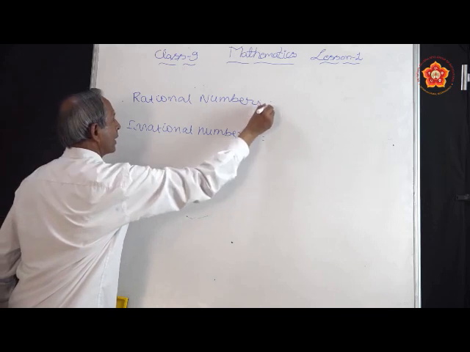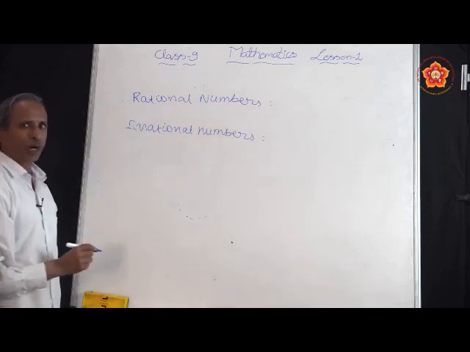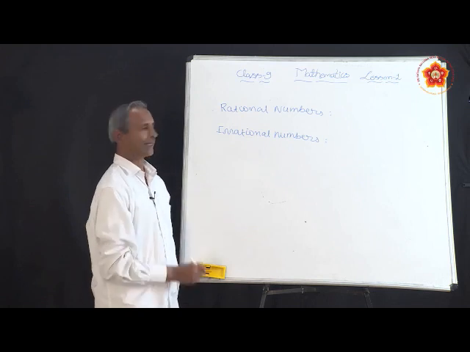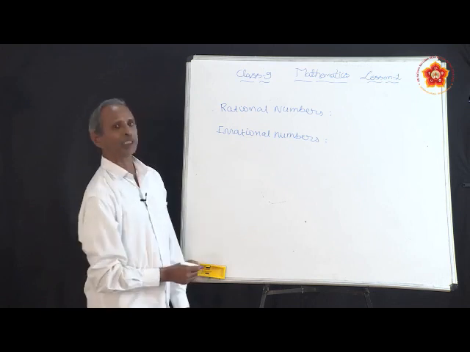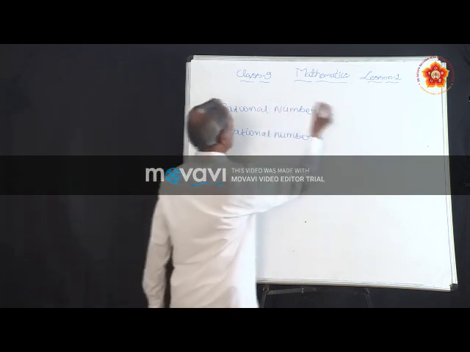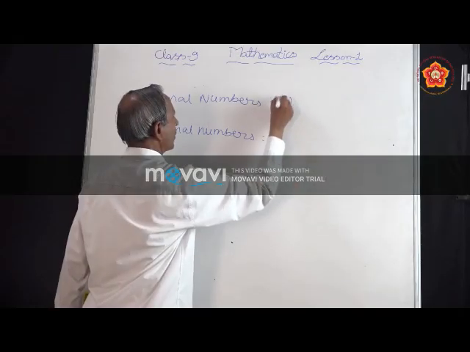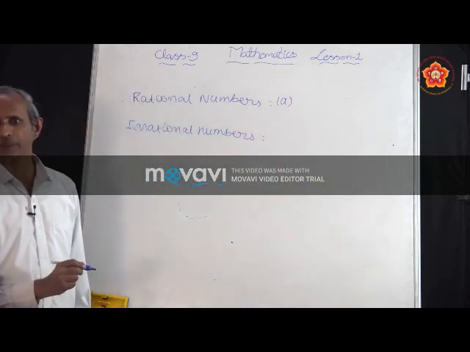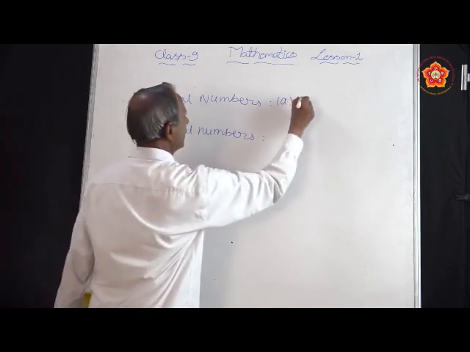Now, let us divide the given numbers into 2 parts. Here the first number is 7 by 8. It is in the form of p by q, so it belongs to the set of rational numbers. 7 by 8 we have to represent in this group.